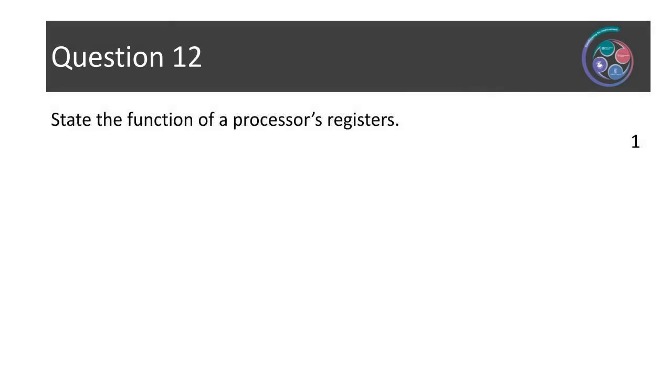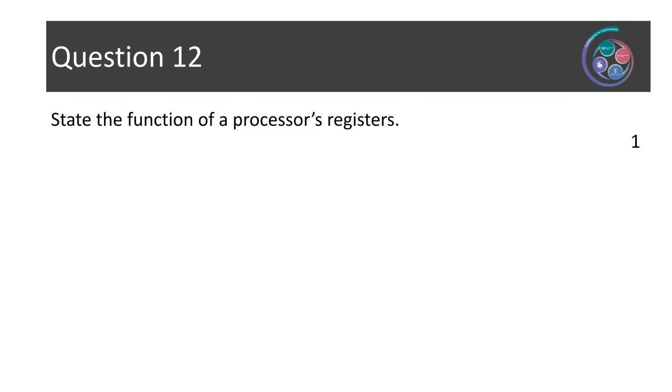And here we are looking at question number 12. State the function of a processor's registers. So we know the processor is made up of three components. The central processing unit, the processor, consists of the arithmetic and logic unit, the registers, and the control unit.